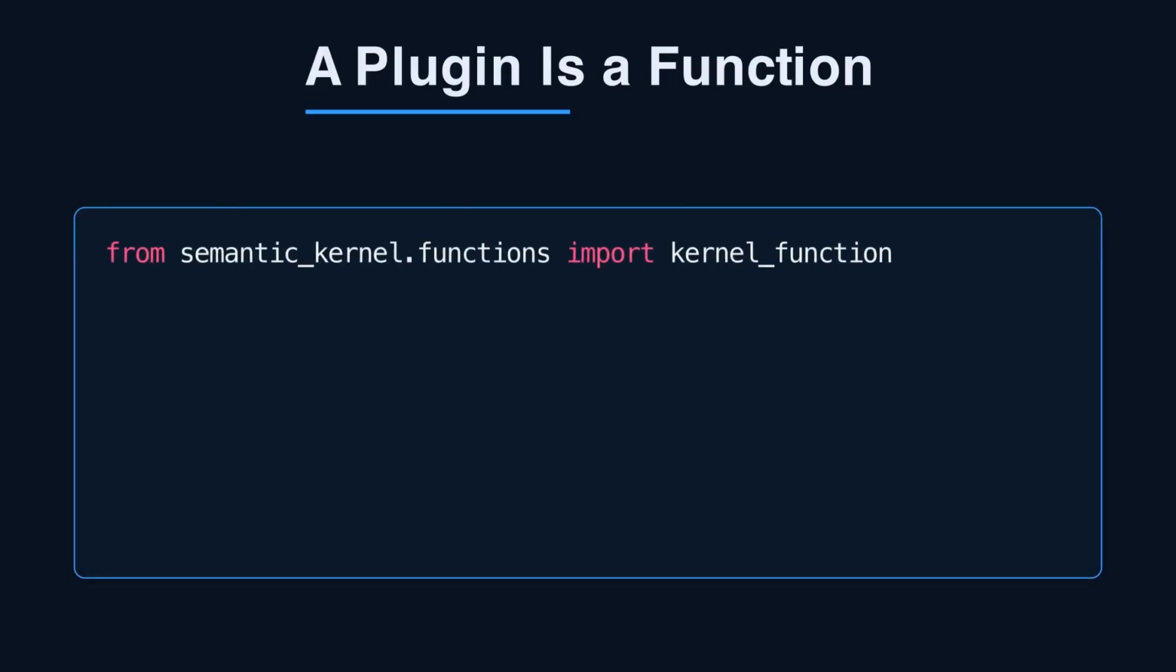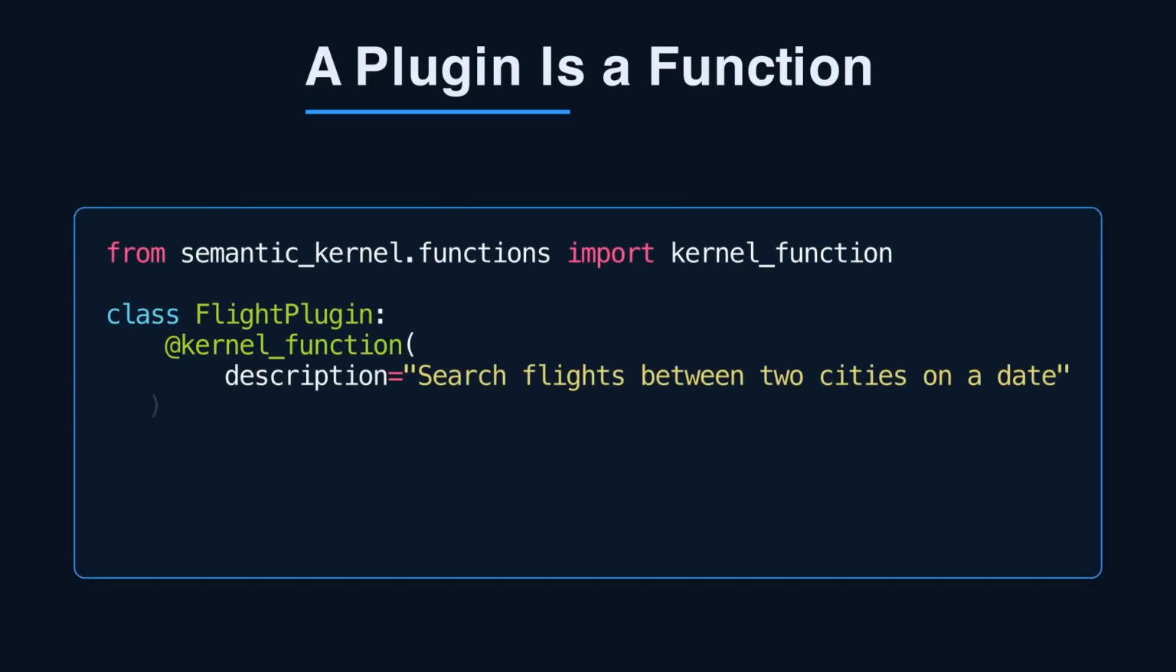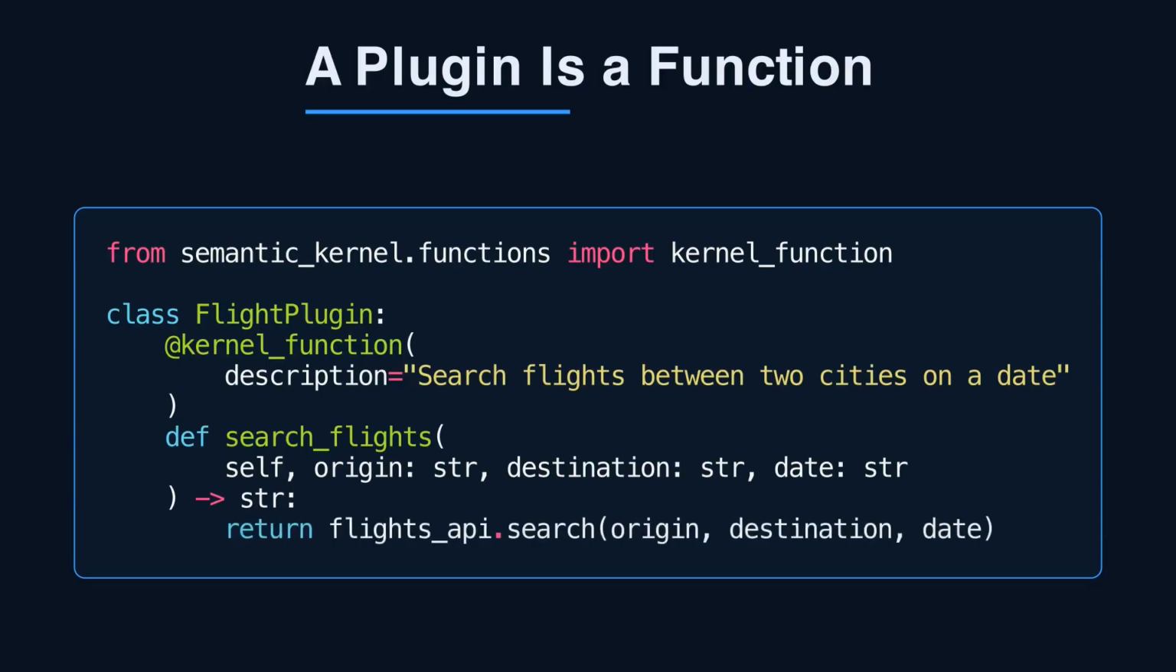This is the whole plugin. A plain class with a decorated method. The description and type hints become the tool schema. Azure OpenAI reads that schema to pick arguments. Name parameters clearly: origin, destination, date. The model maps user text onto them. Return a string or a serializable object. Keep each function doing one job.